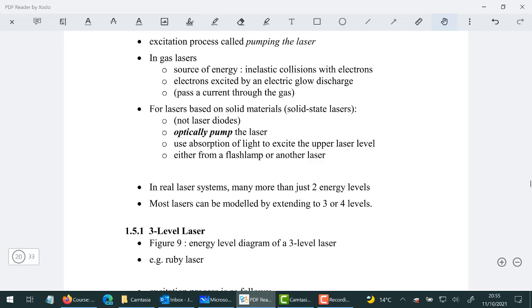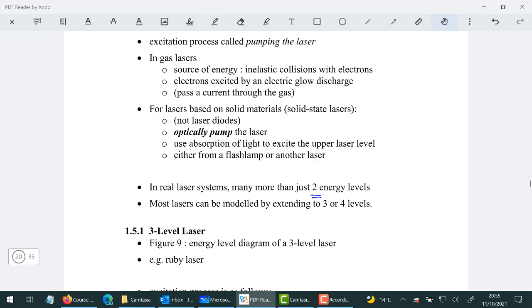In real laser systems, we have more than 2 energy levels. As we've already seen, if you've only got 2 energy levels, you can't really get the laser to work, because getting more atoms in level 2 than level 1 isn't really going to work, because as soon as they come down and give you stimulated emission, they go back into level 1 and then they absorb that photon again, so that you're getting no net gain.